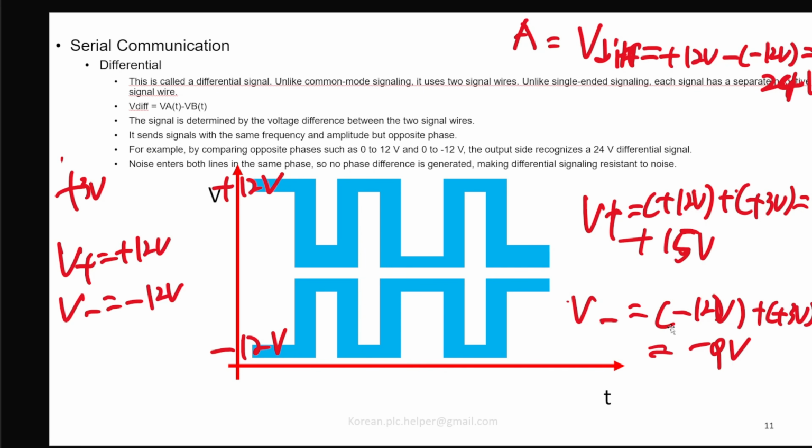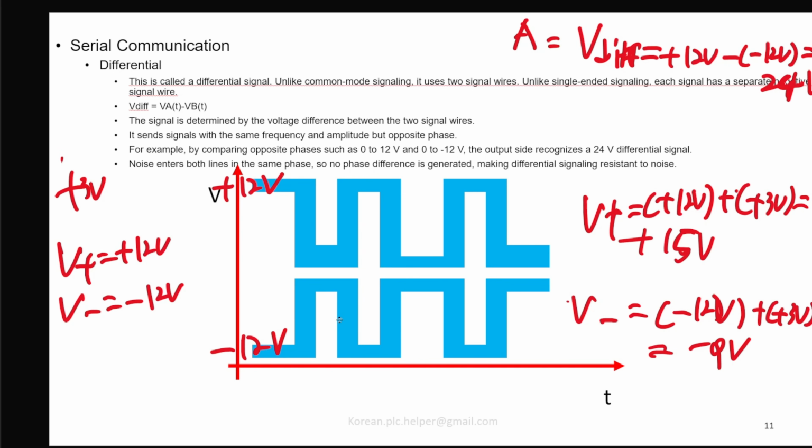Therefore, the receiver is barely affected by the common positive 3 volt noise on both lines. In this way, noise that is common to both signal lines is cancelled during differential reception. This characteristic is called common mode noise rejection.